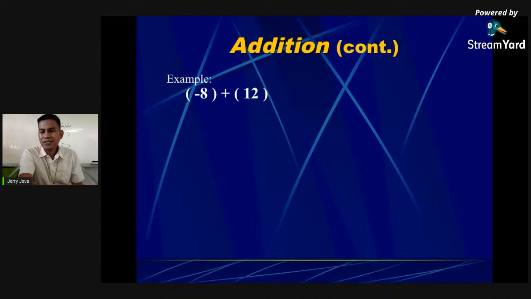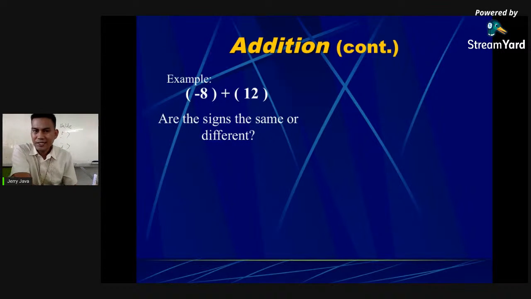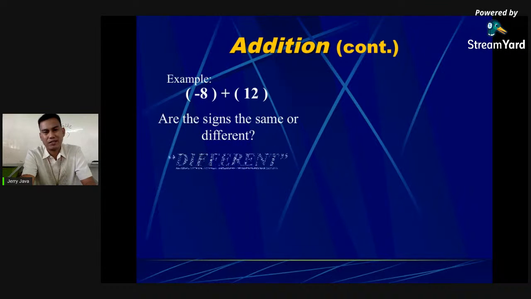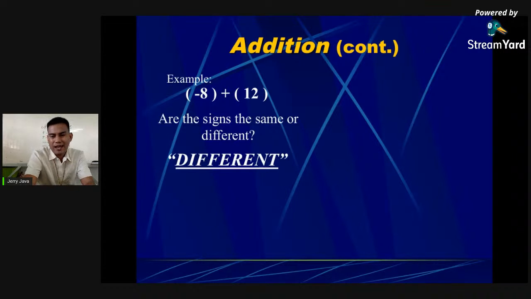Are the signs the same or different? Type in your answer. Negative 8 plus 12. Are they the same signs or different signs? Different or unlike? Okay, very good. Correct. Since they are unlike signs, one is negative, one is positive. What are you going to do kapag magkaiba yung signs nila?